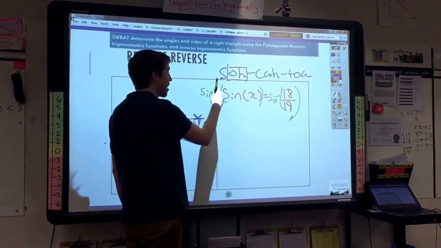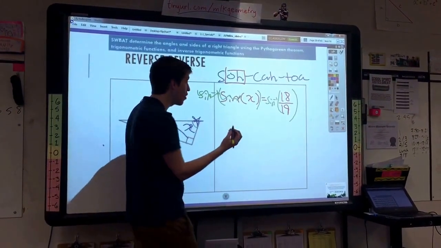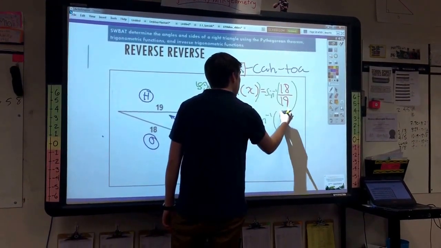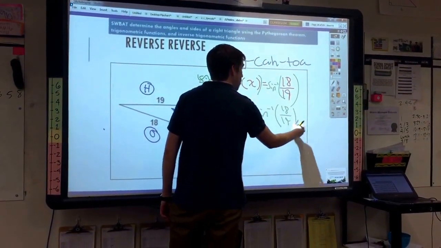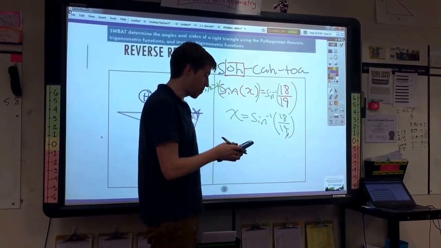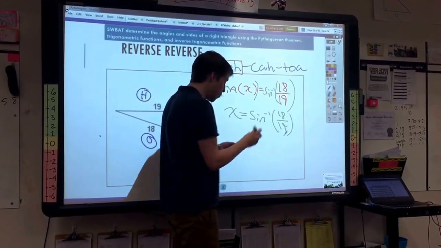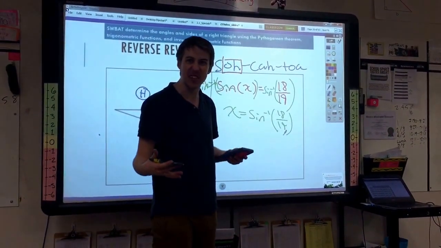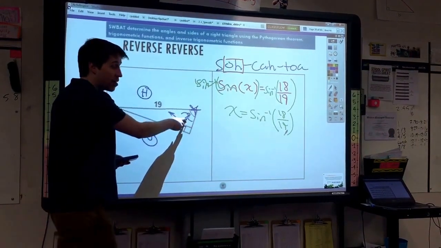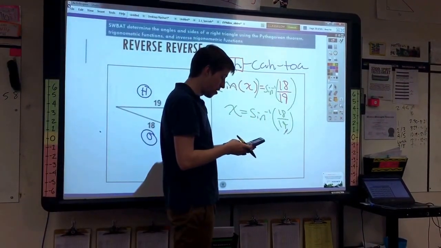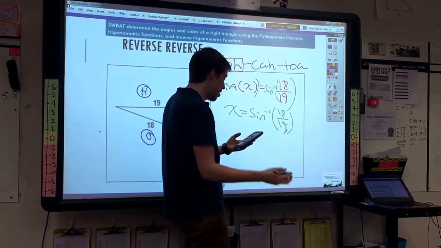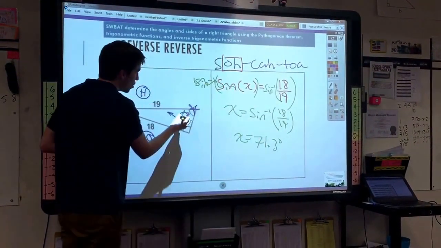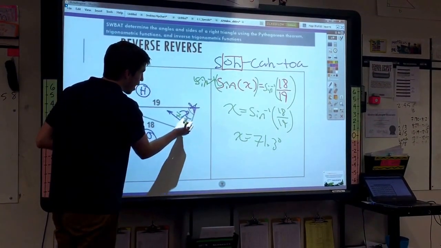Regular sine and sine to the -1 will cancel each other out because they're inverse operations. And we're left with x is equal to the sine of -1 of that original fraction we set up. Now this is just a calculator problem. We're going to find sine to the -1 on our calculator, which we're always going to use, the sine to the -1 or tangent to the -1, when we're solving for missing angles. That's when we use this inverse trig. We'll put in the 18 divided by 19, and we're left with x is equal to 71.3 degrees. Because remember, we just solved for a missing angle, not a missing side this time.